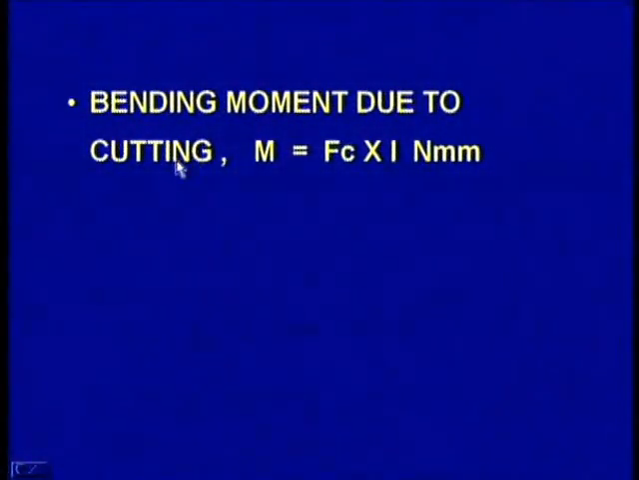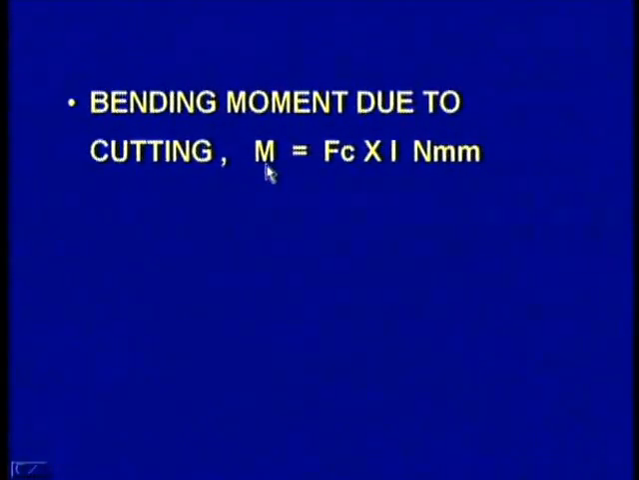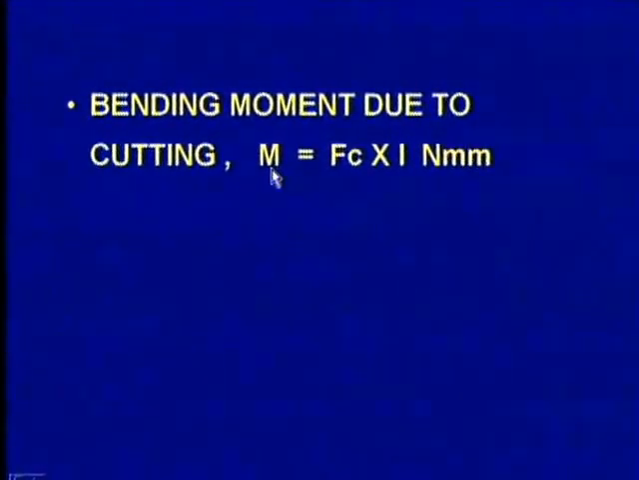So we see the equations related to this design. Bending moment due to cutting will be given by Fc into L. So Fc is the cutting force, and L is the overhang arm length. This is whatever length is outside the supports of the tool post, which is taken as the overhanging arm length, small l. The bending moment that is applied on the cutting tool is capital M.